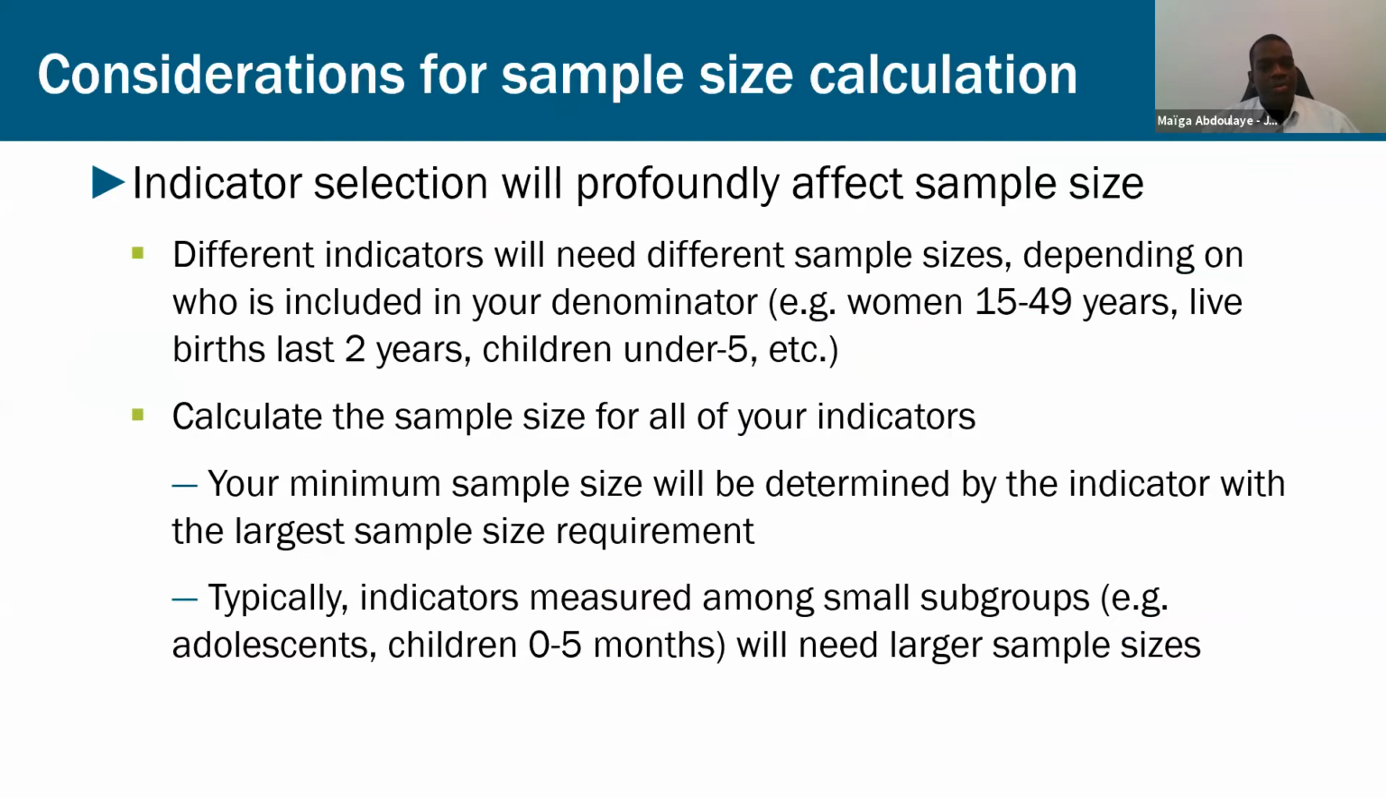Also, as a consideration regarding the indicator selection, we should be aware that the indicator selection profoundly affects your sample size. For different indicators, we may need a different sample size depending on who we are including as a target population. And also, we recommend to calculate the sample size for all the indicators, and then to determine the sample size based on the minimum sample size for the indicator for which we require the largest sample size. Typically, there are some indicators that need a larger sample size, for instance, adolescents age 15 to 19, or children age less than 6 months. Next.